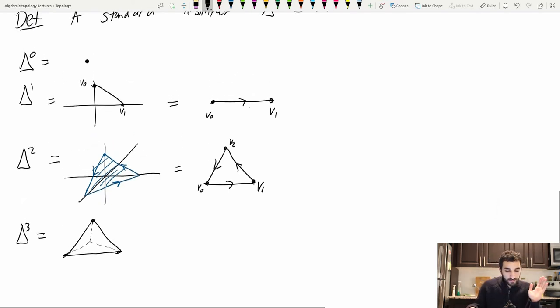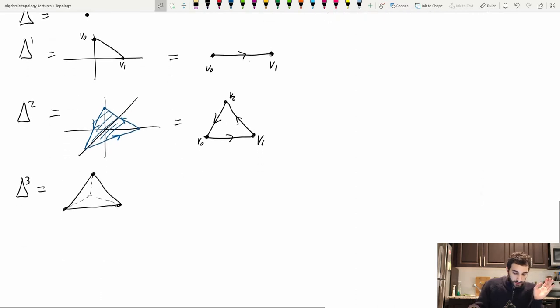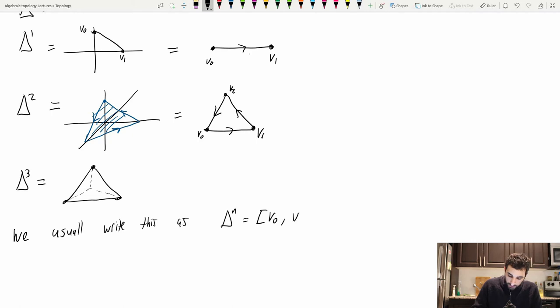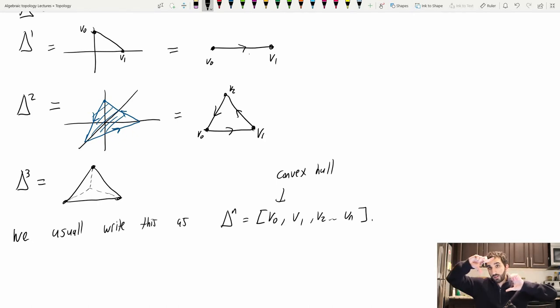So that's the standard n-simplex. But usually you want to work with some abstract numbers. It's what comes up more often in practice. So we usually write this as delta n is equal to this symbol here, which is going to indicate the convex hull. So it's the smallest convex set containing all of these points, v0, v1, v2, up to vn. And it's an alternative definition of the standard n-simplex. If you just take the convex hull of the points 1, 0, 0, 0, 0, 1, 0, 0, 0, 0, 0, 1, 0, 0, 0, and so on and so forth.